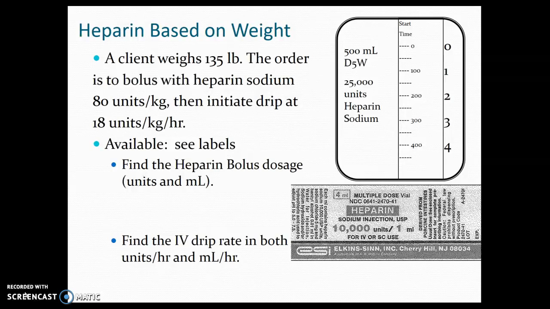We have an IV bag over to the left, and we also have a label for a vial of heparin that could be used for the bolus. The first piece that we're to find is the heparin bolus dosage, and we're to find it in both units and milliliters. So we'll start with the 80 units per kilogram that is ordered.